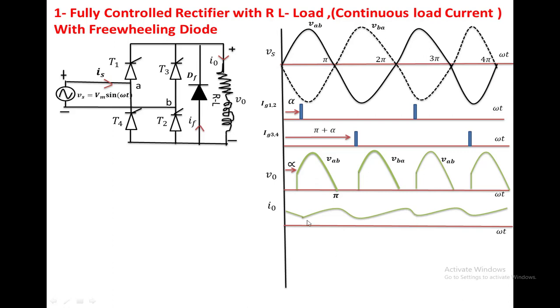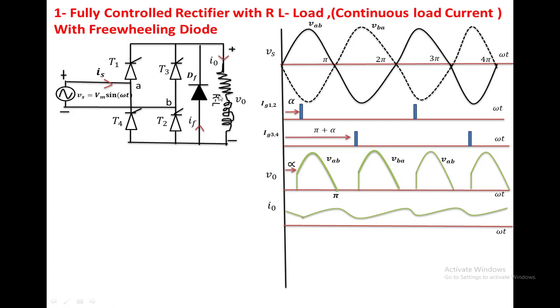If you observe here, from alpha to pi, some amount of energy will be stored in the inductance. That energy will be only driving the diode. So the diode is on. Once the diode is on, how much energy is stored in the inductance of the load? That energy will be taken by the load itself. This mode of operation is nothing but a freewheeling action.